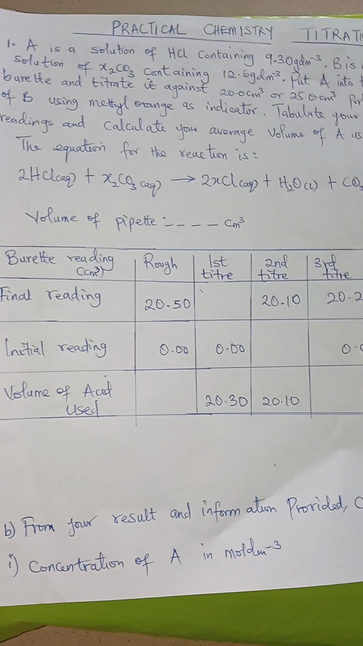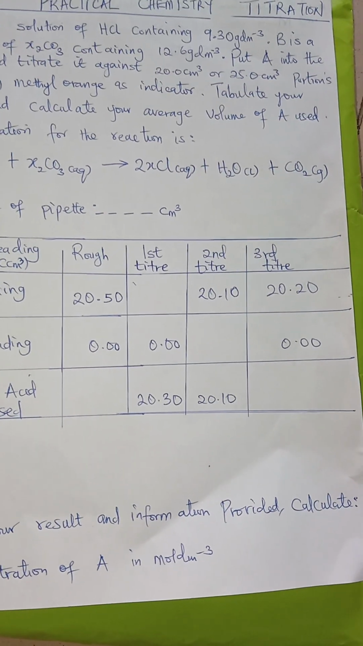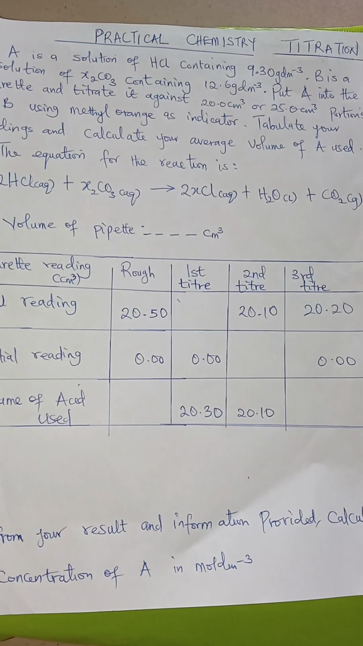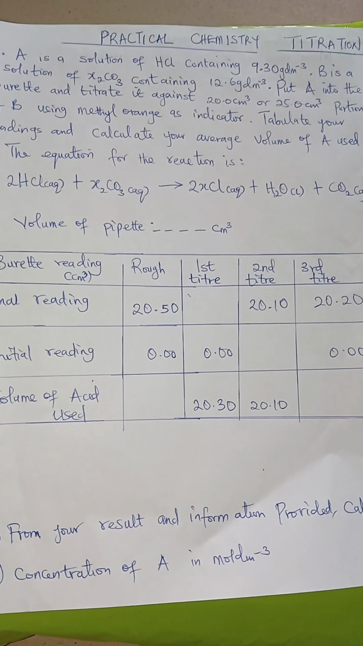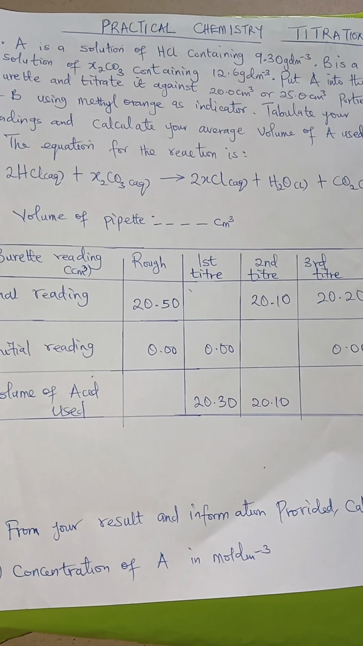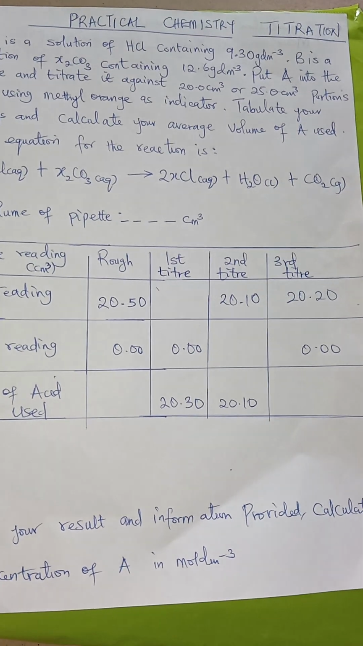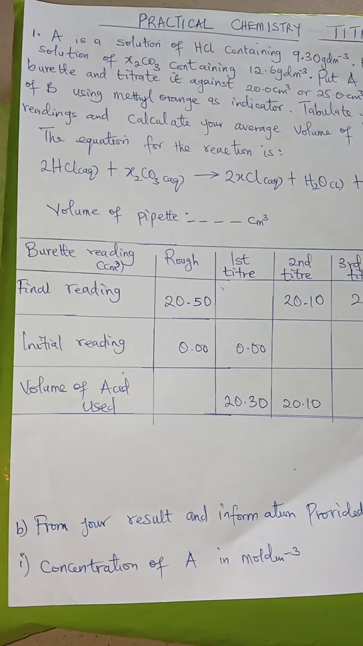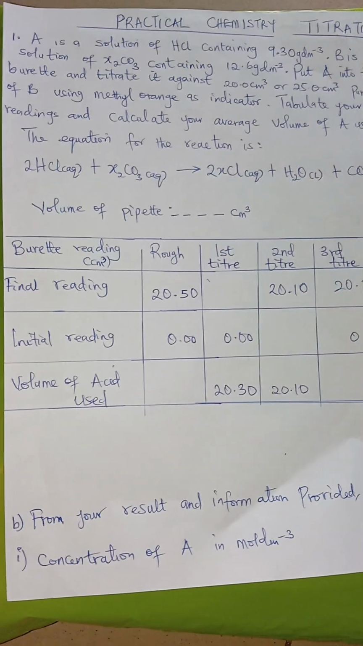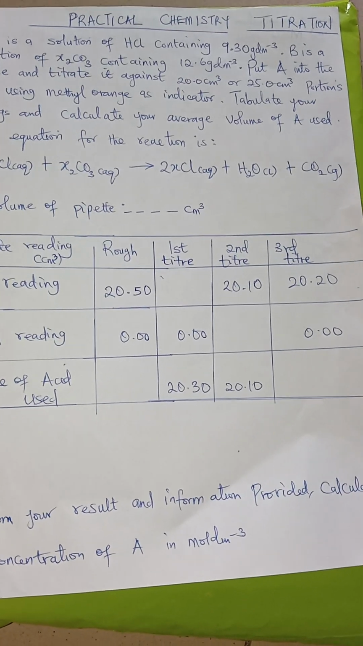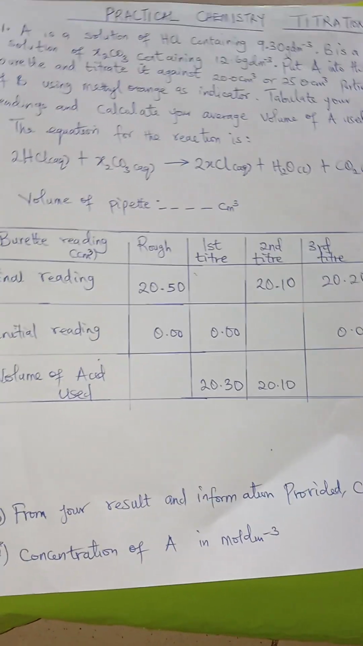And here is a sample question, and it reads: A is a solution of HCl containing 9.30 gram per dm³. And B is a solution of X2CO3. Of course, obviously, it is a trioxocarbonate(IV), but we don't know the particular one, containing 12.6 gram per dm³. The instruction says: put A into the burette and titrate it against 20 or 25 cm³ portions of B using methyl orange as indicator. Tabulate your readings and calculate your average volume of A used.